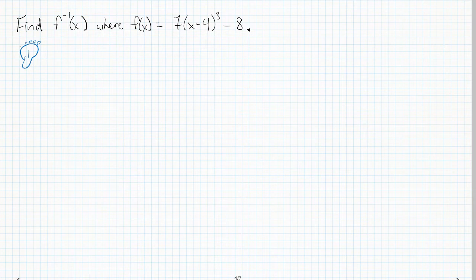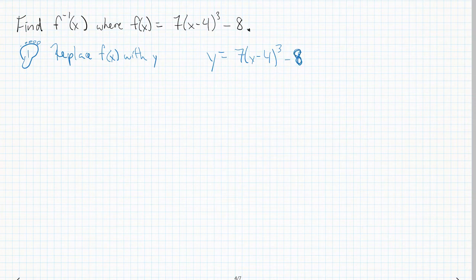So our step 1, what is it? Replace f of x with y. Simple as that. So we go y equals 7 times the quantity x minus 4 cubed minus 8. Now I should mention as well, this is a one-to-one function.